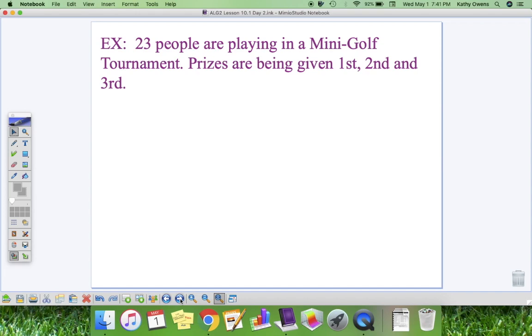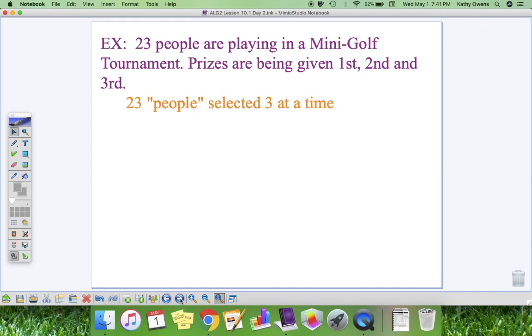So this is more of a special permutation where order makes a difference. First prize is going to be a really big trophy. Second prize, a little bit smaller trophy. And third prize, smaller trophy still. So the order makes a difference, like yesterday. Also, repeats are not allowed. If you win first place in the mini golf tournament, you're not also going to win third place at the same time. So we need to keep those 2 ideas in mind.